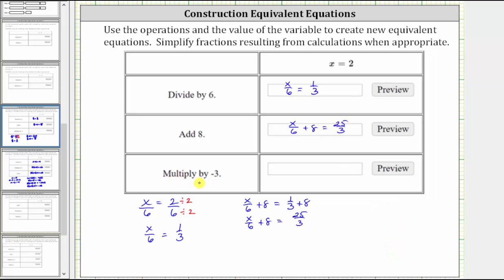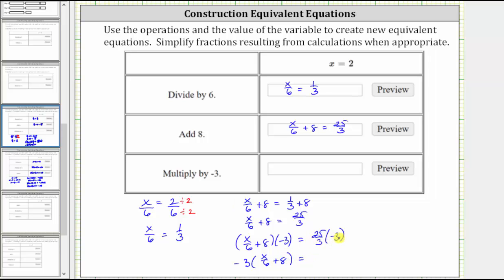The last operation is multiply by negative 3. So now we take this equation and multiply both sides of the equation by negative 3. On the left side, we have the quantity x divided by 6 plus 8 times negative 3 equals 25/3 times negative 3. On the left, just as in the previous problem, notice here we have the quantity x divided by 6 plus 8 times negative 3. We often use the commutative property of multiplication and change the order of this multiplication and write this as negative 3 times the quantity x divided by 6 plus 8.